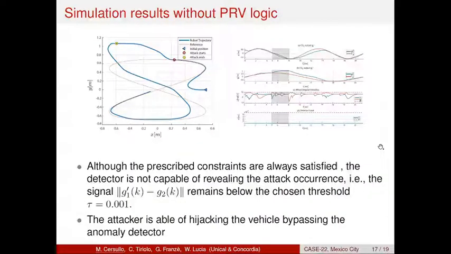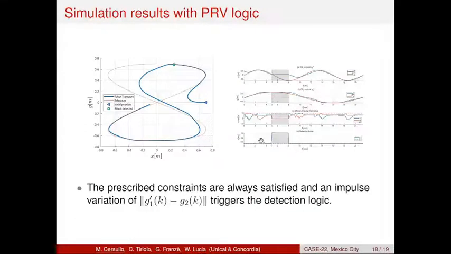In the first simulation, we suppose not to have our PRV logic. We can see here that when the attack is performed, the detector is not triggered. This is because the attacker is performing the best feasible approximation of the attacker reference value. So we can see how the attacker is capable of hijacking the vehicle and bypassing the detector, and it can do this while also avoiding violating the constraints. We can also see that after the attack is finished, the robot is capable of following the predefined trajectory.